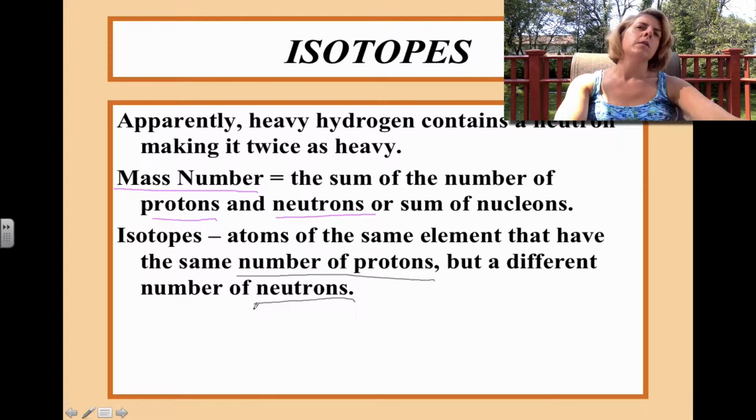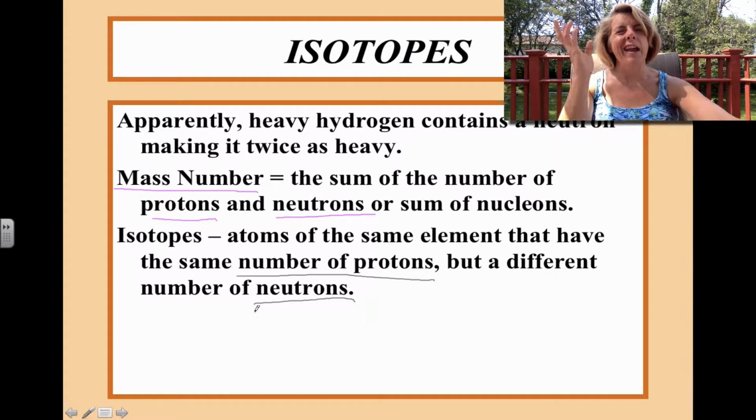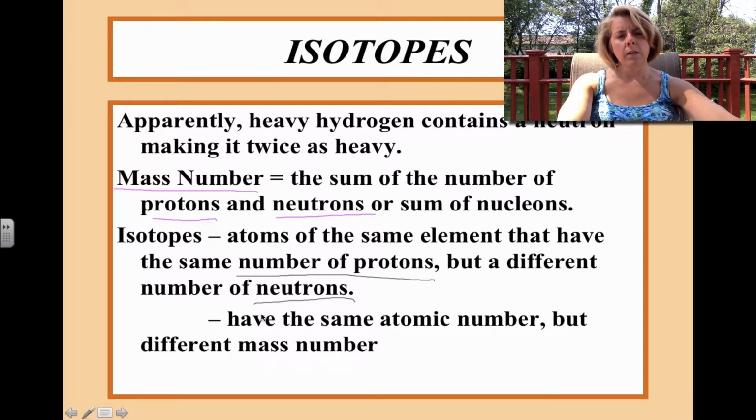number. So a lot of the radioactive elements that you're familiar with, they have a specific mass number based on the number of neutrons that are added to the nucleus. So please remember, with isotopes, they will always have the same number of protons, therefore their atomic number will be the same. However, the mass number will always be different.